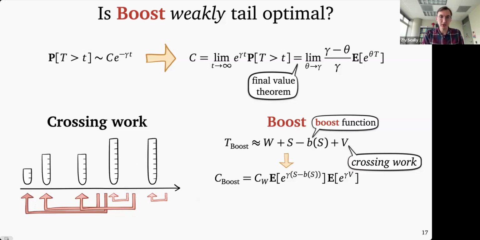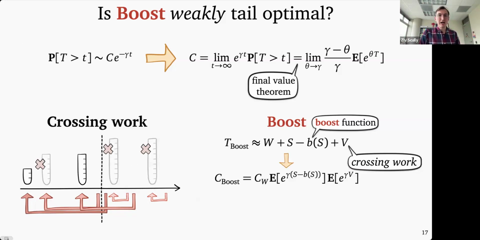So what is crossing work? Crossing work is if I draw at some moment in time, any moment will do by symmetry. So let's just say time 0 for concreteness. Let's say I draw a line at time 0. And I ask which jobs arrive after time 0, but boost to before time 0. And all of those jobs count as crossing work.